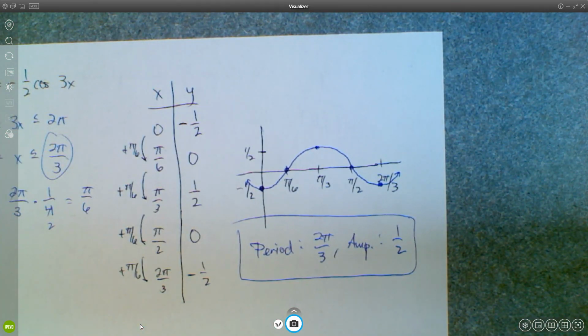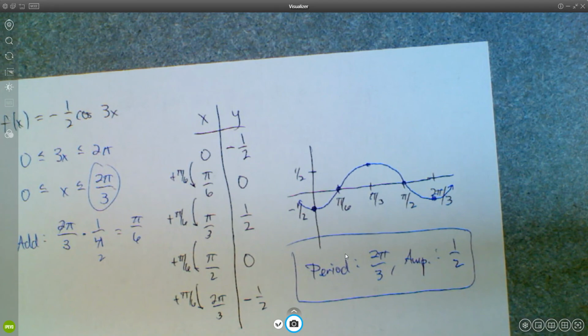So that's all I have to say about graphs of sine and cosine for now. We're going to do some horizontal and vertical shifting in the next section, in addition to these things that we just got finished doing.